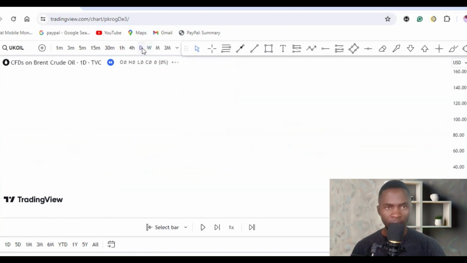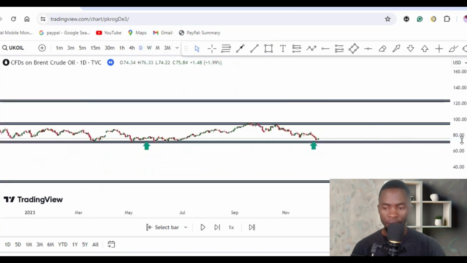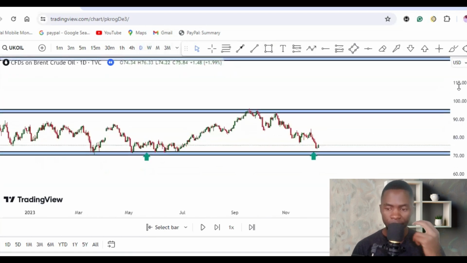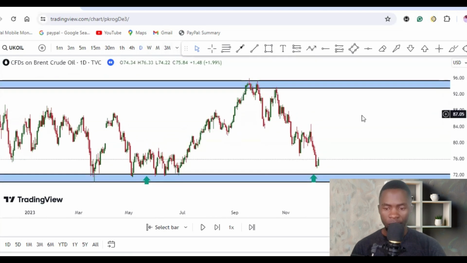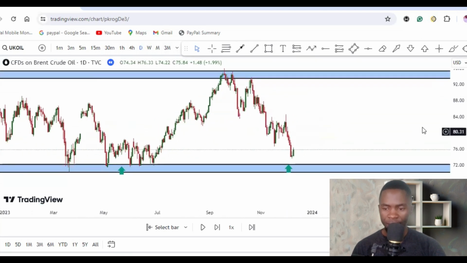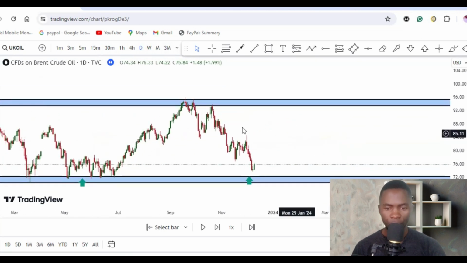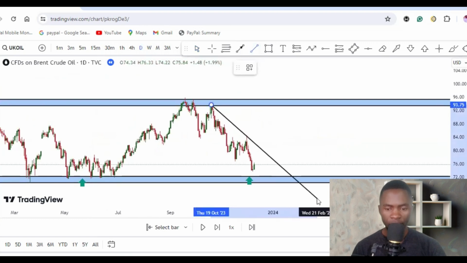Now let's move to daily. On daily time frame, this is what I'm expecting. First thing I normally do is to draw my trend line.